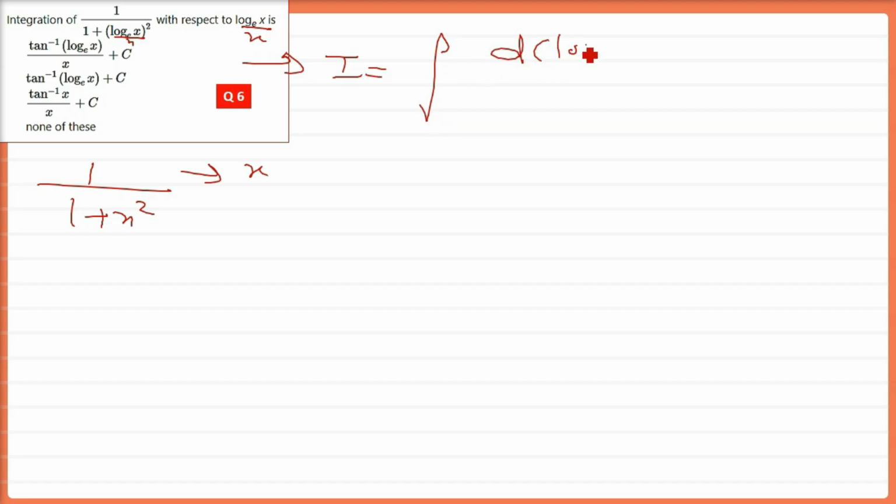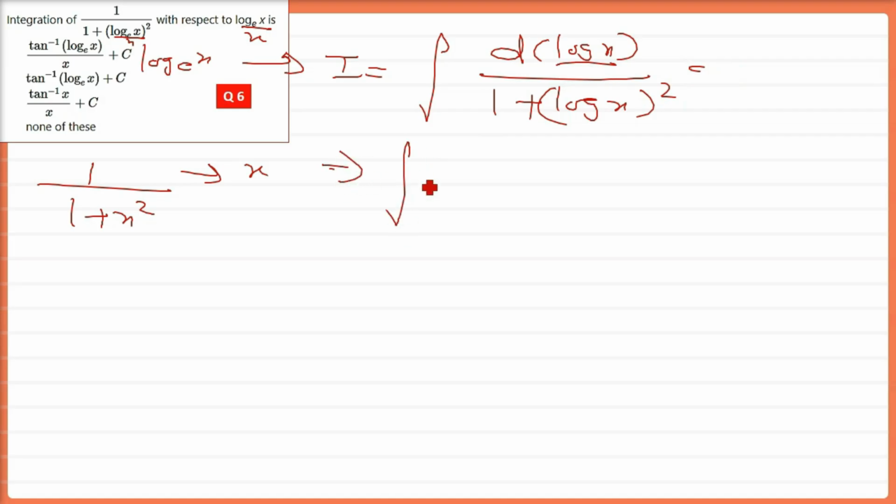We are writing d in place of x. I'm writing log x, log base e, you can assume. And the denominator will be 1 plus log e x, so you can write it as log e x or log x square. Now log x, just for your understanding, let us take log x as some t. So you are actually integrating dt divided by 1 plus t square.